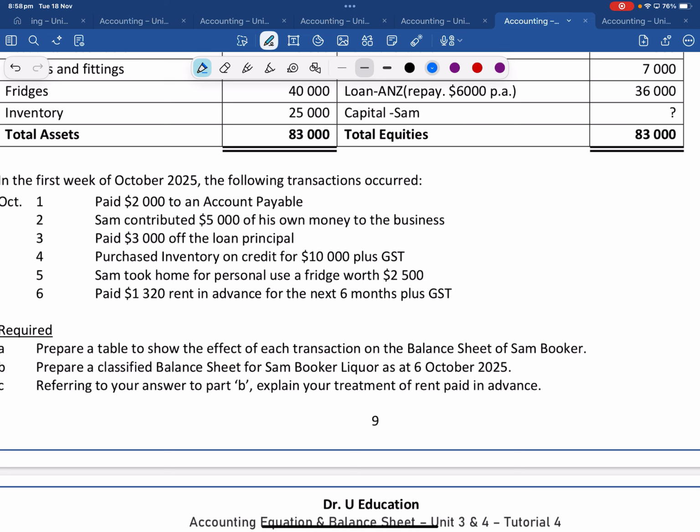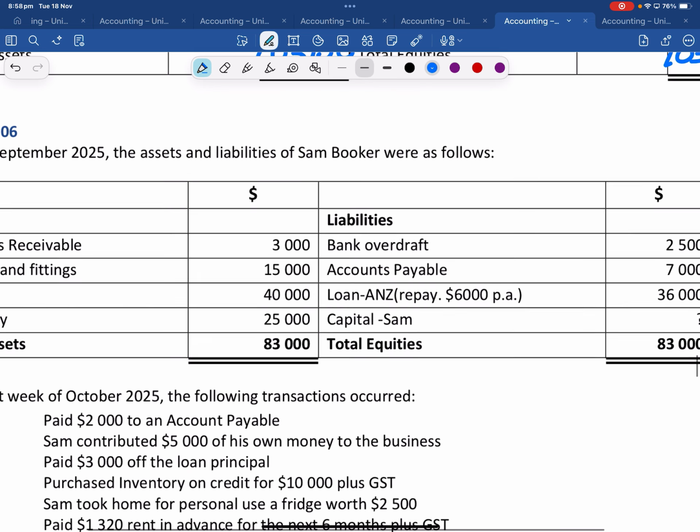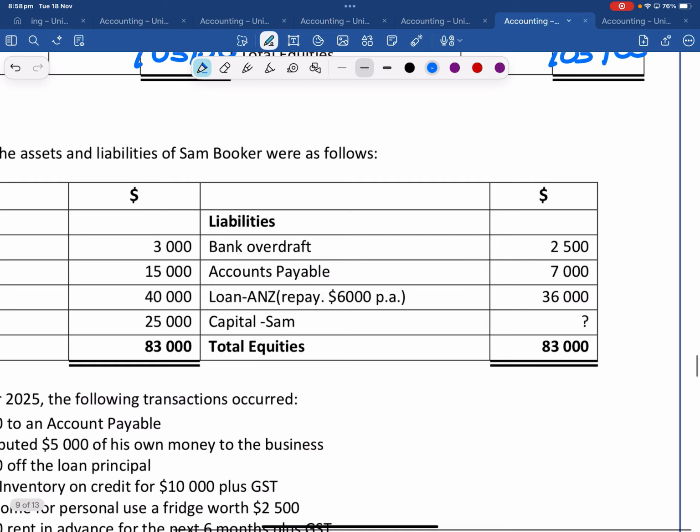If anybody is doing the balance sheet, I'll give you a hint. Now see, this is a bank overdraft, guys, right? Treat it as minus 2,500 and do the rest. You know what I mean? If the first transaction was a payment, then you can put minus 2,000. Otherwise it will be a confusion.